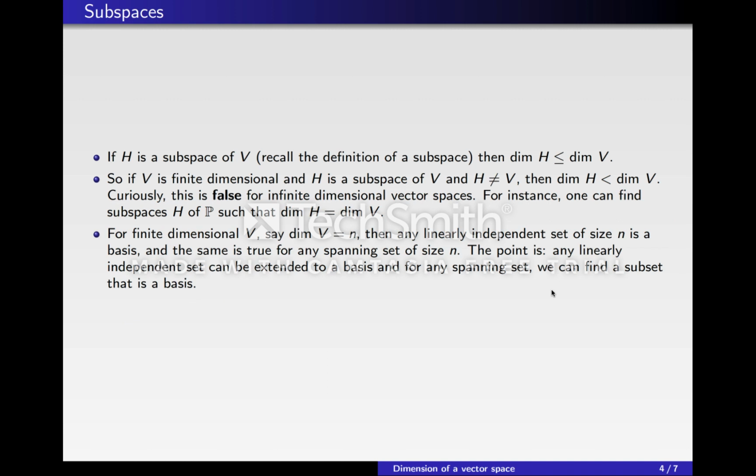All right, so let's talk about subspaces. We have defined a subspace before. If H is a subspace of a vector space V, then it's just a set of vectors in V that has 3 properties: H has to contain the zero vector, H has to be closed under vector addition, and it has to be closed under scalar multiplication. If H is a subspace of V, then the dimension of H is at most the dimension of V.